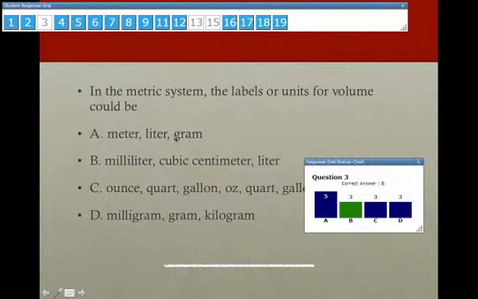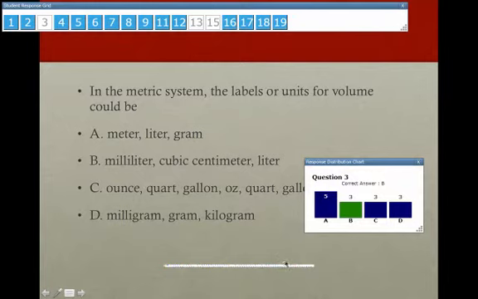Okay, A, meter, liter, gram. Is gram a volume measurement? Yeah. No, it's a mass. Milliliter, cubic centimeter, liter. Yes, these are all the metric units. They are all units for volume, but they're English units. They are not metric units. And then D is all weights, all masses.